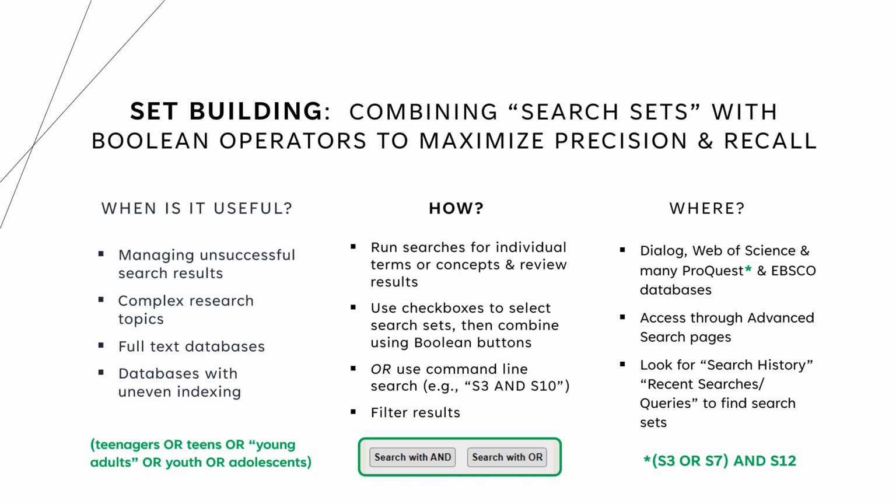You can also manually combine search sets identified by their S or search set number by typing them directly into the search box. Note that while it's often wise to combine search sets one at a time, you can also combine multiple search sets into a single search query. For example, S3 OR S7 AND S12.